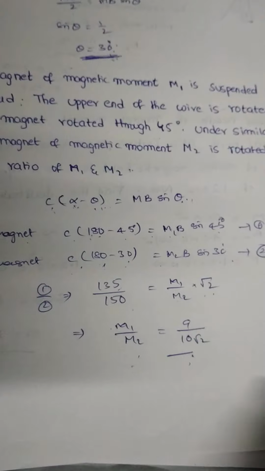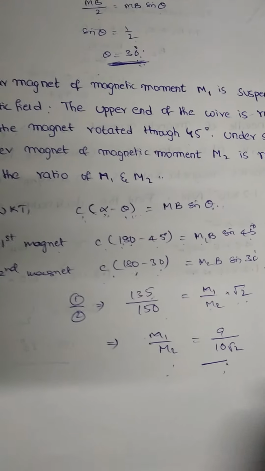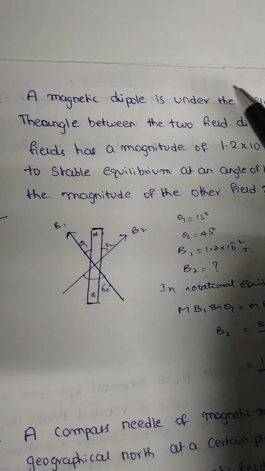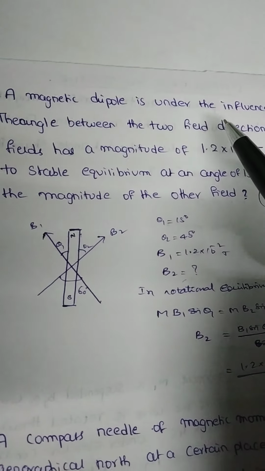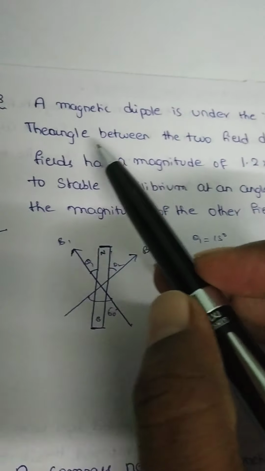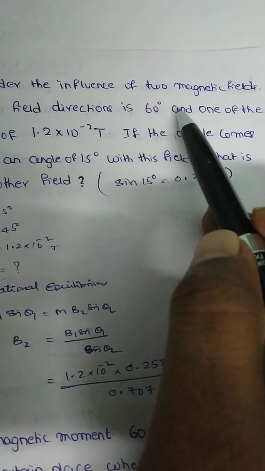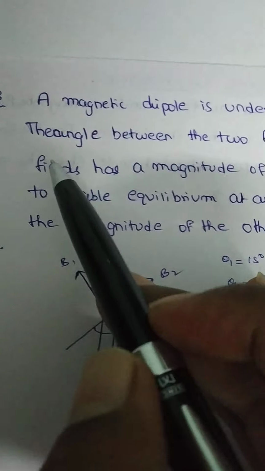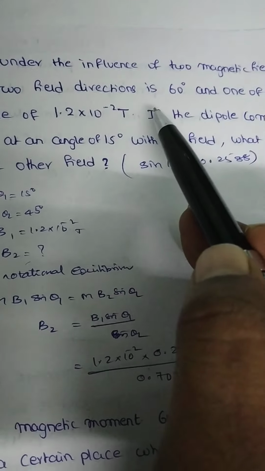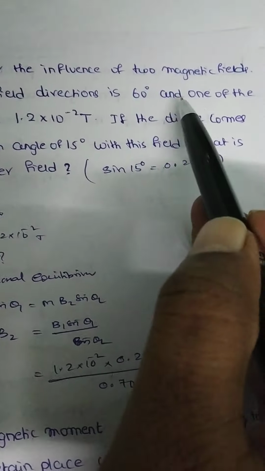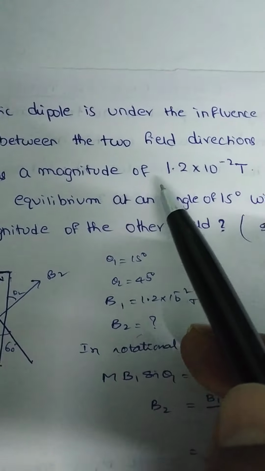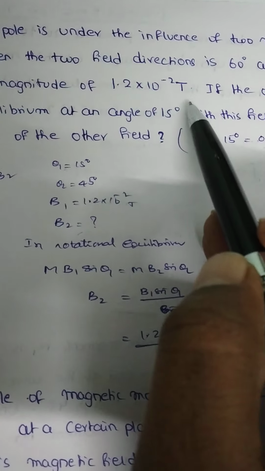Right? Okay. Next again, there is one third problem. Suppose a magnetic dipole is under the influence of two magnetic fields. The angle between the two fields becomes 60 degrees, and one of the fields has a magnitude of 1.2 into 10 power minus 2 Tesla.